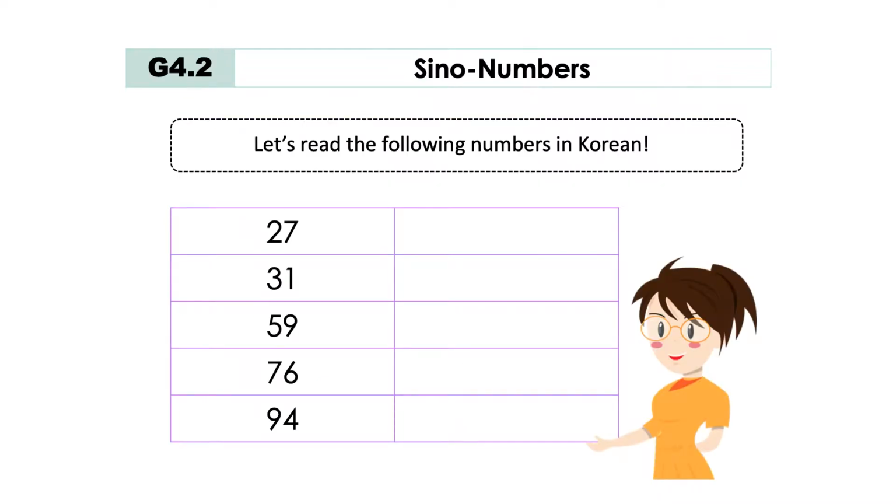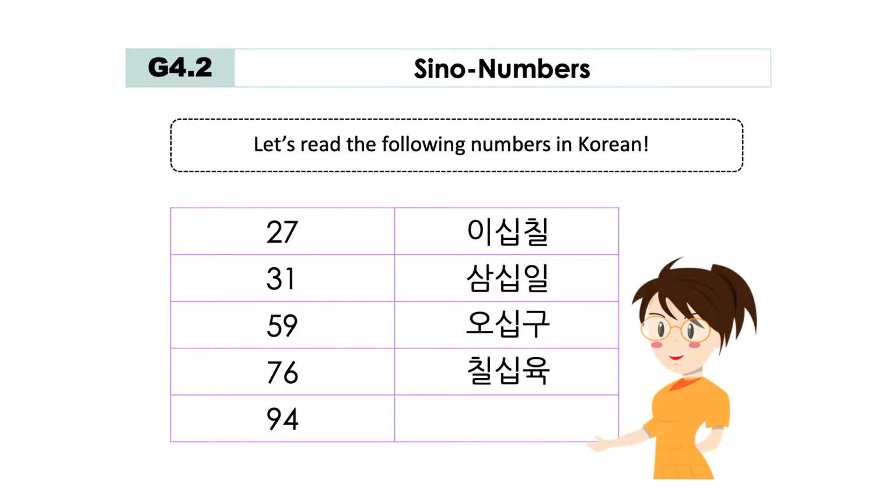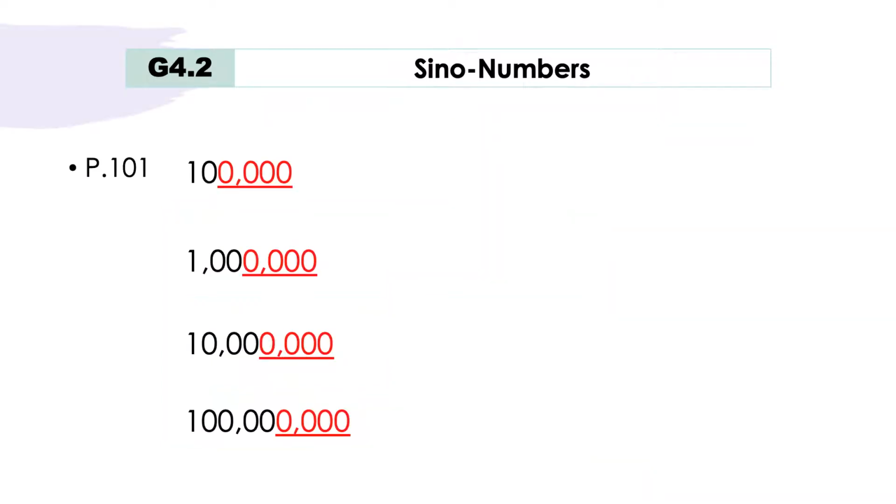Alright. And let's just try to practice with several numbers. 2, 27, 31, 59, 76, 94. Okay. Now, let's get into some bigger numbers.